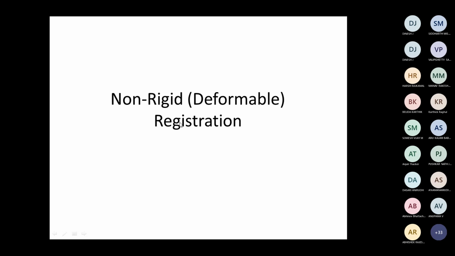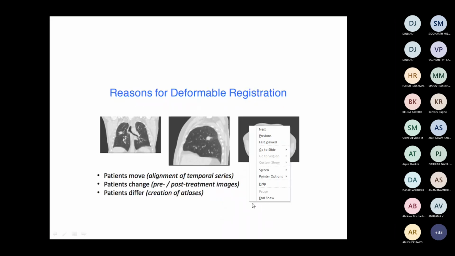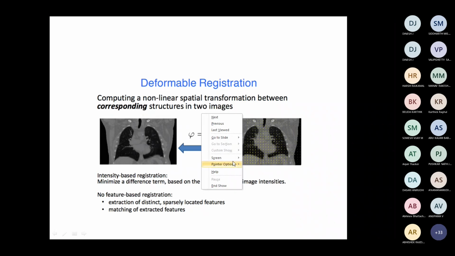Then coming to non-rigid registration. The reasons for deformable registration can be that patients are moving, and patients change between pre and post treatment images. Because of that, the images can change and patients will be different. So these are the reasons for deformable registration.